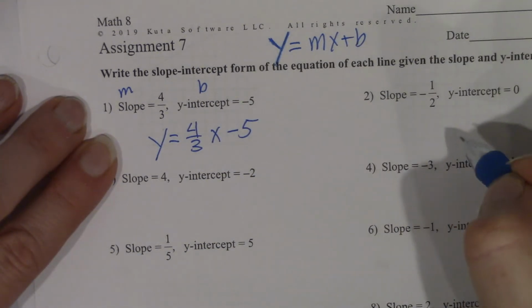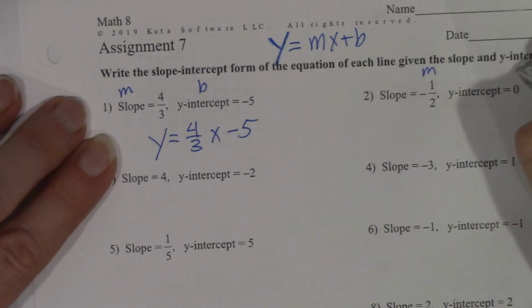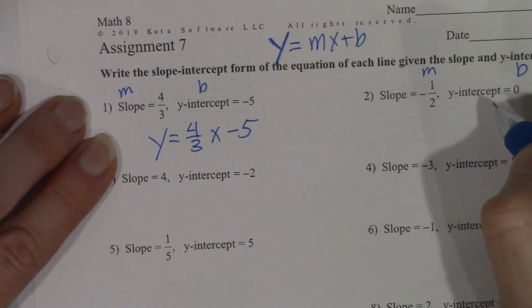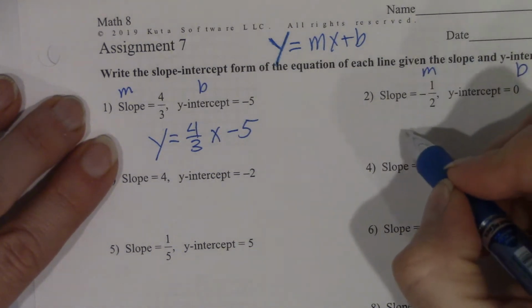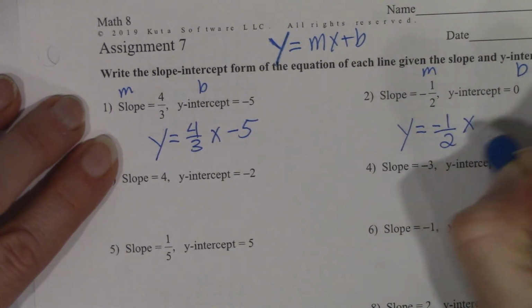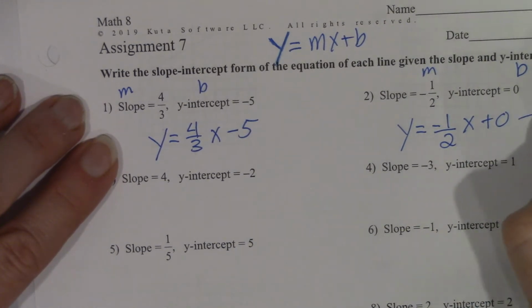Okay. Question number 2. My slope is -1/2. My beginning point is 0, or my y-intercept. Okay, so I'm going to write my equation for a line, my relationship between y and x to create this line. Y equals my slope, -1/2 x, plus my intercept would be 0. So I'm actually just going to write it y equals -1/2 x. Right there.